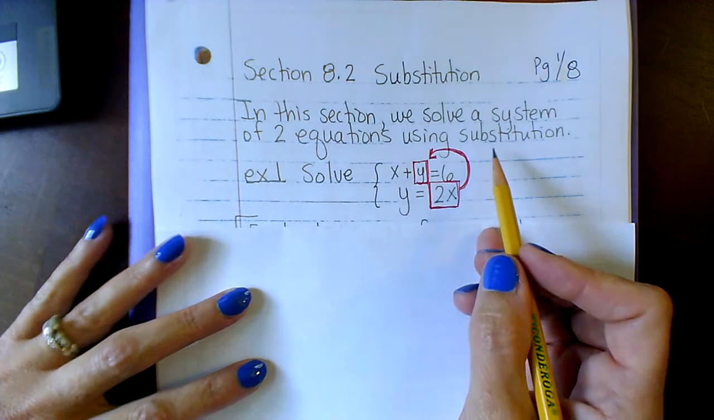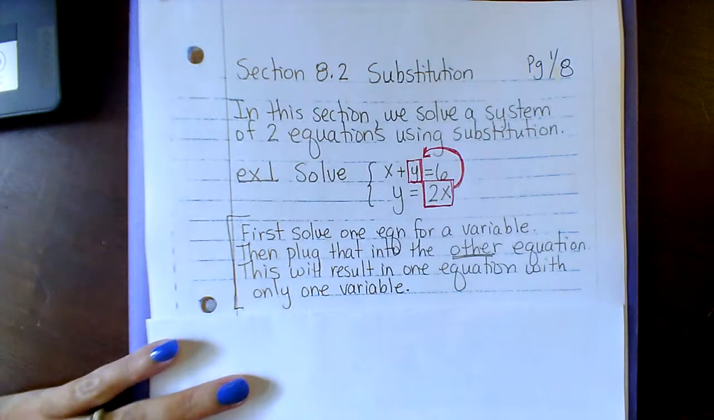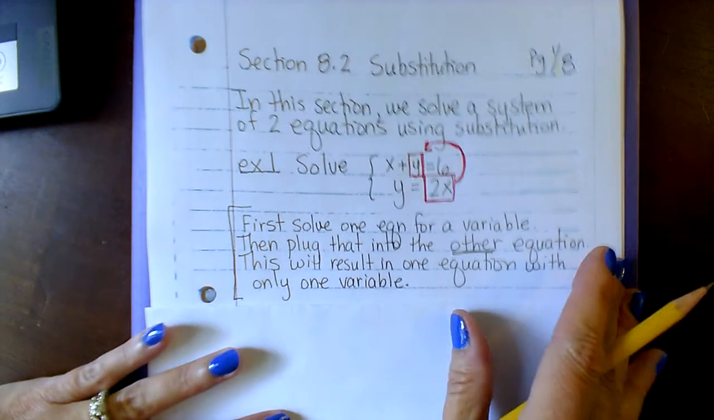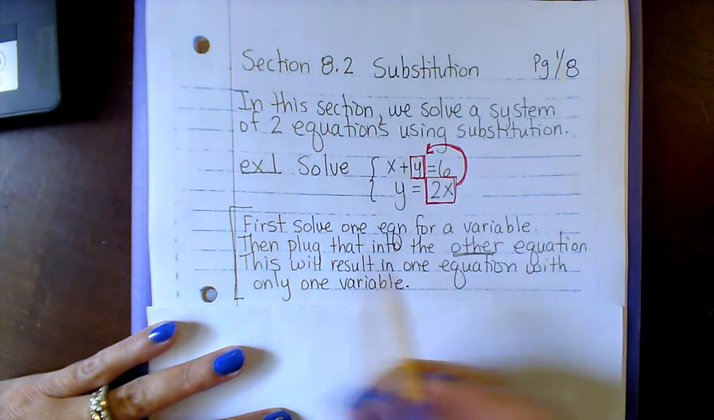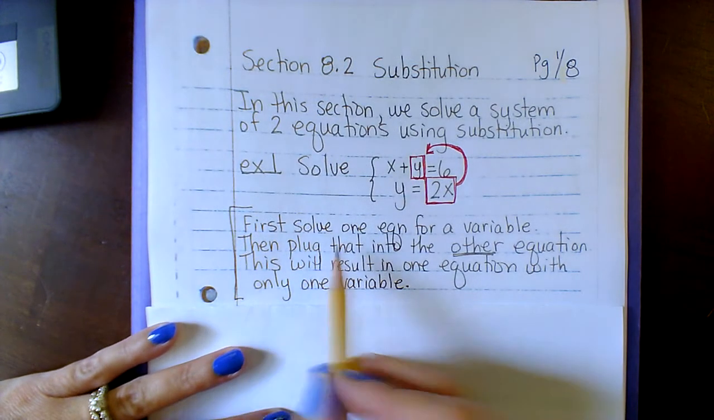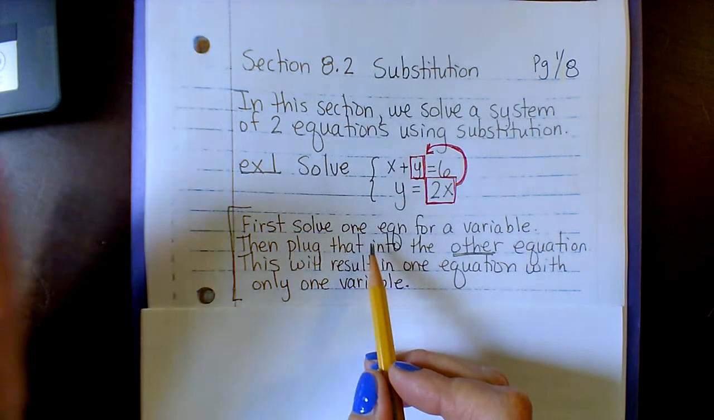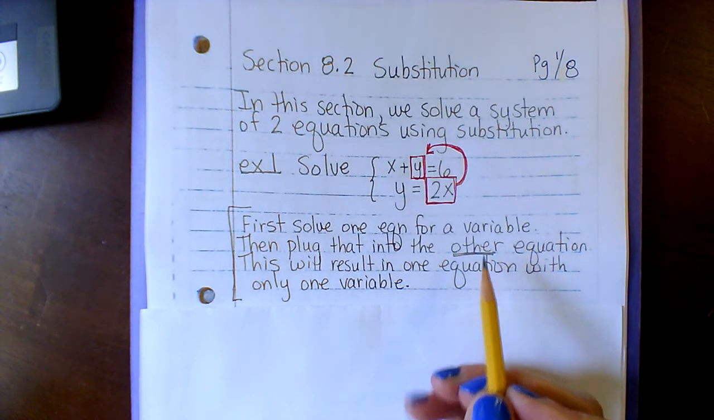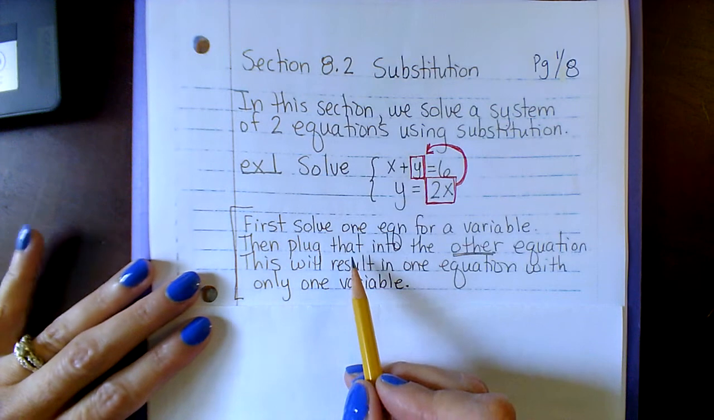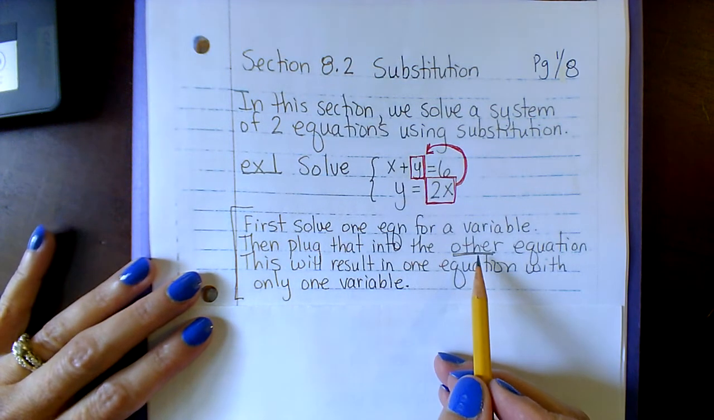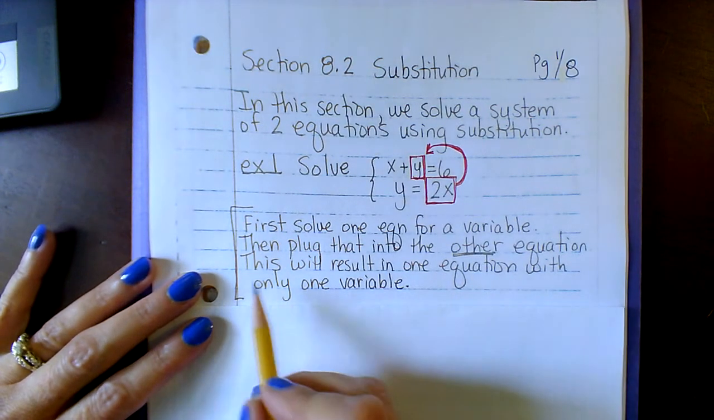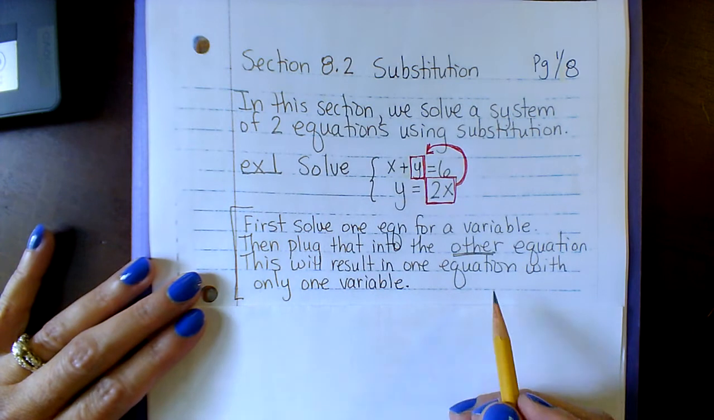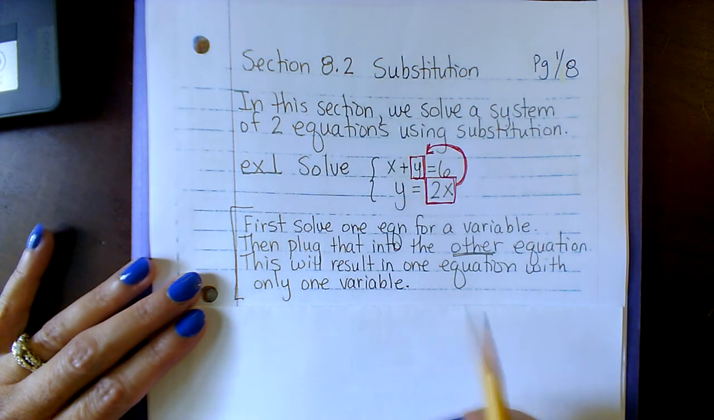Now, substitution does exactly what the name says. We're first going to solve one of the equations, it doesn't matter which one, for a variable. It doesn't matter if it's x or y, a or b. Then plug that into the other equation. The result is going to be one equation with only one variable if you do it correctly.